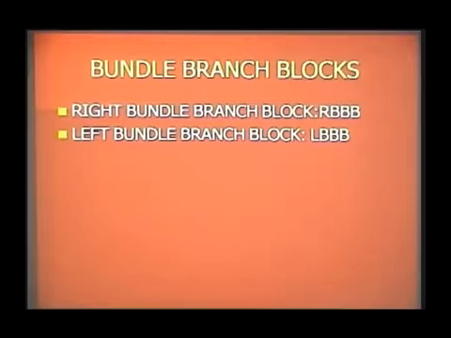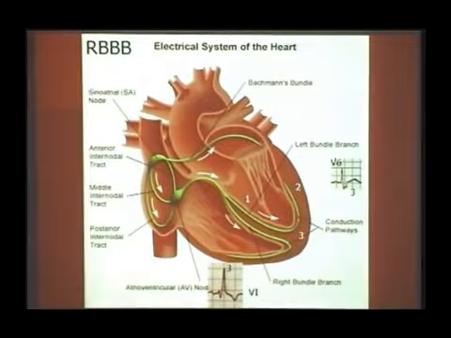Luckily we have only 2 bundle branches, so you have to understand only 2 bundle branch blocks, right bundle branch block and left bundle branch block. Let us see what happens in a right bundle branch block. What is the first area to be activated? It is the septum, isn't it? The septum is activated by which bundle? Left bundle.